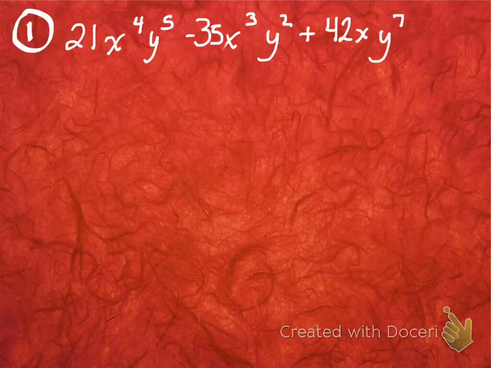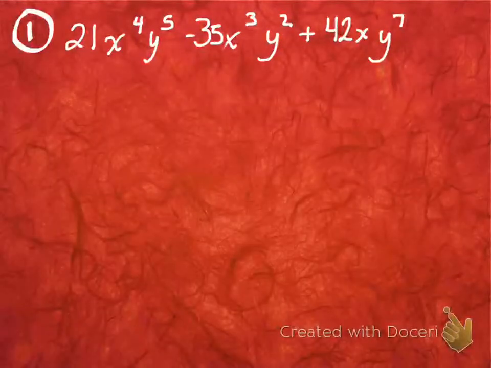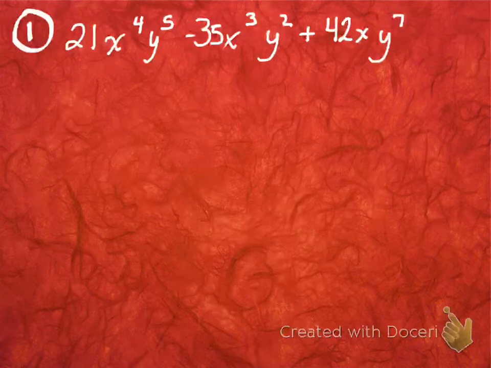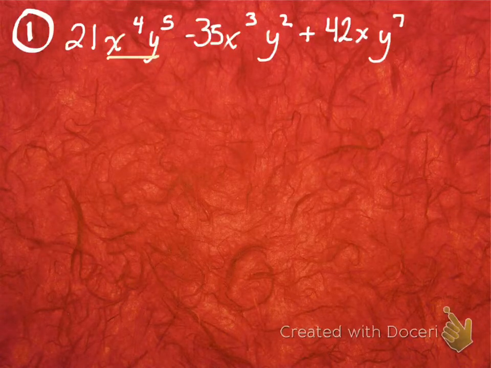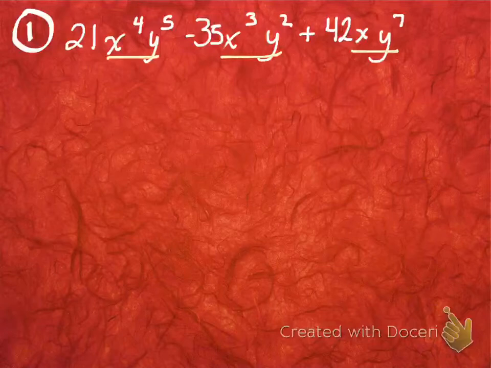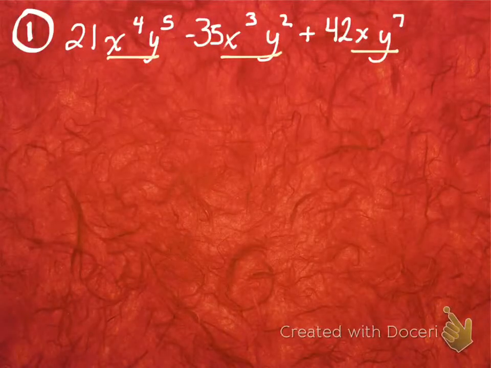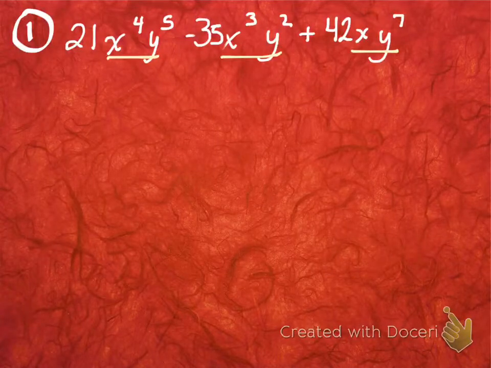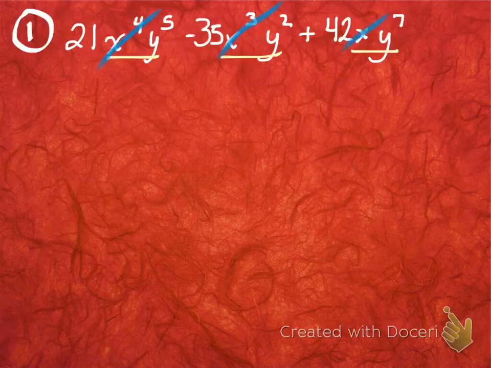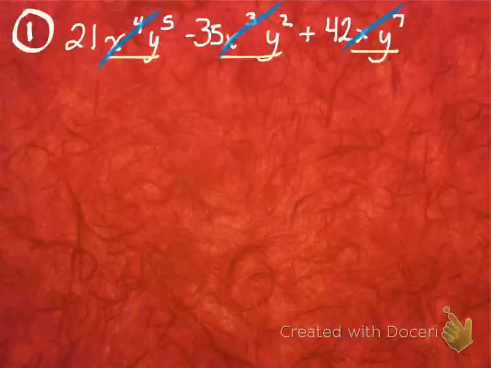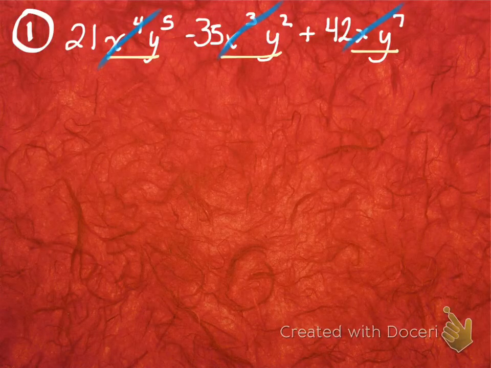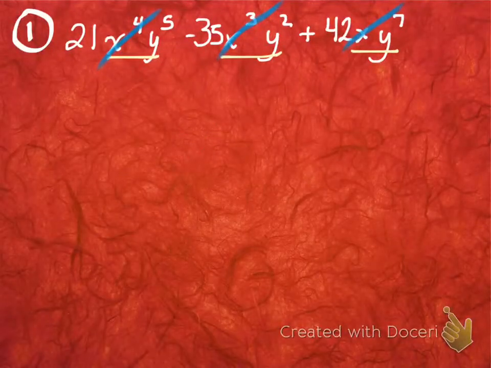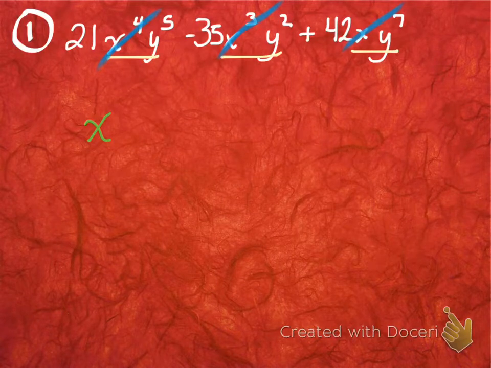So let's take this first problem. And when we're working through it and we're looking at it, the first thing I notice is there are variables in every single one. So since there are variables in every single one, I'll look to see what my variables are. So I have x's. So out of my x's, what is my lowest exponent? And my lowest exponent on all my x's is an x to the first power.